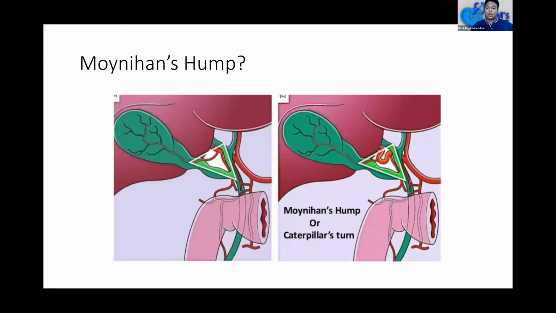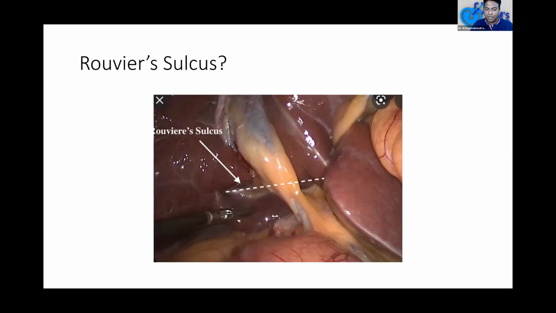So please remember, cystic artery or Moynihan's hump can cause a confusion. You should be very careful before clipping the cystic artery. If there is some bigger artery during surgery, think of Moynihan's hump. That is nothing but an abnormal tortuous course of the right hepatic artery.